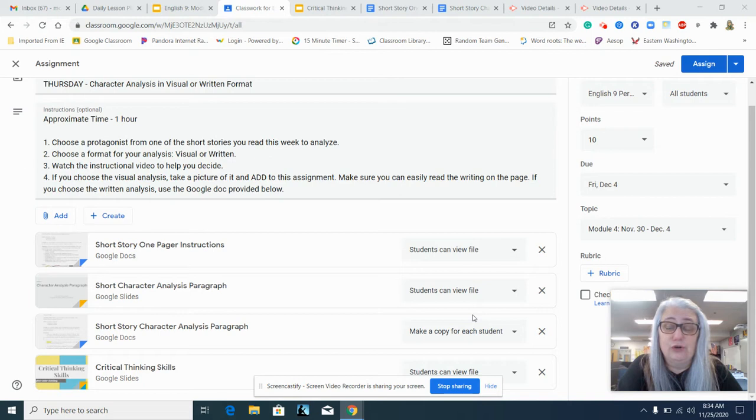You can look at your notes. You can go back and look at the story, pull that up again. You can use all that information. So you're going to choose a format, whether you want to do visual, that means something that's seen, or written, something that you would write out.